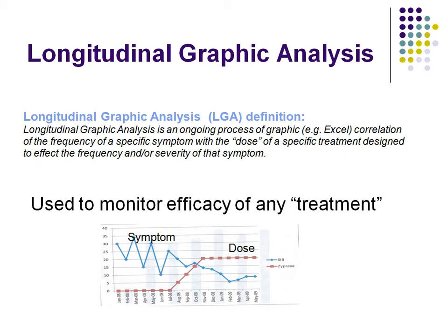So the process is simply to define a symptom, pick a treatment and try it out, and then document what happens, what the effect of that treatment is on the frequency of the symptom. And that's what we're going to be talking about.